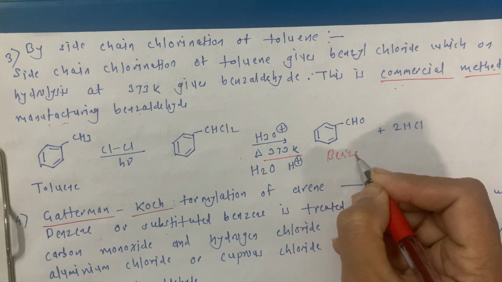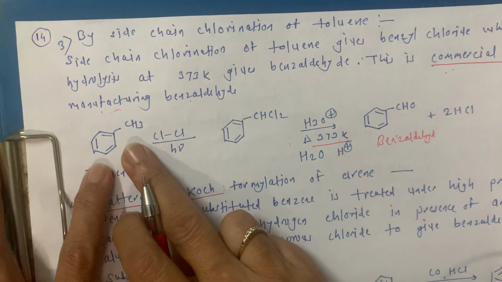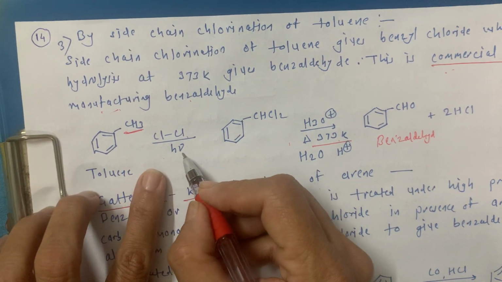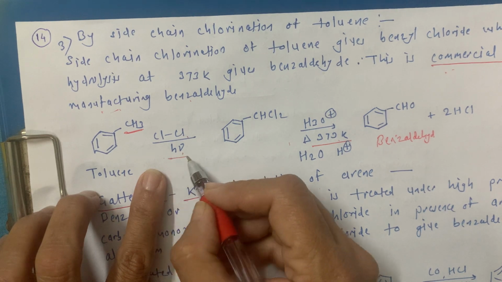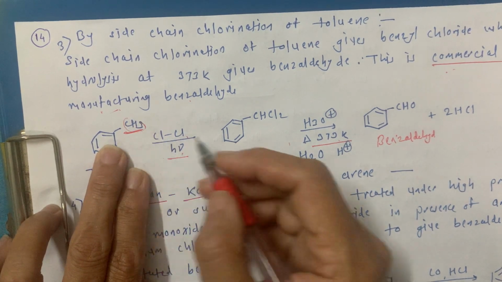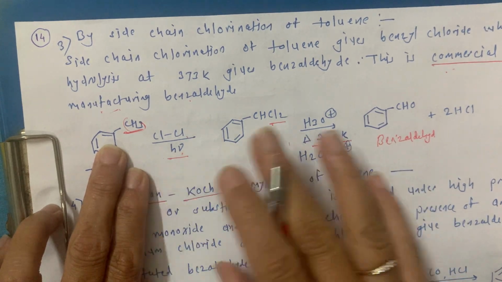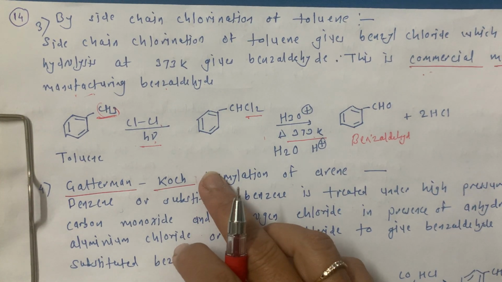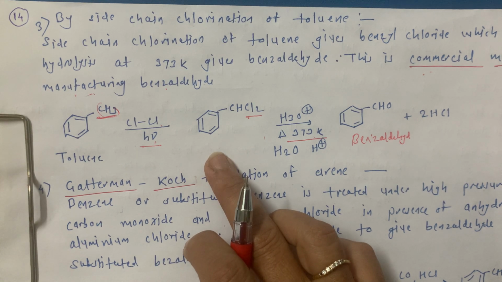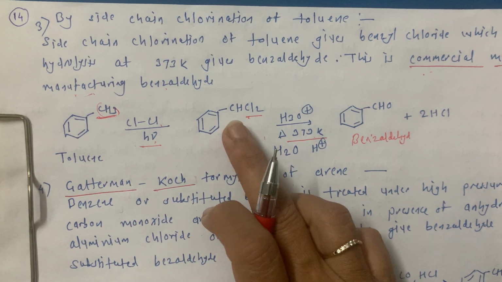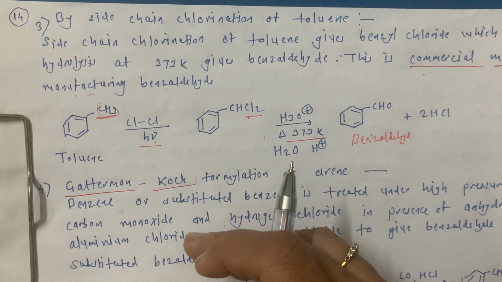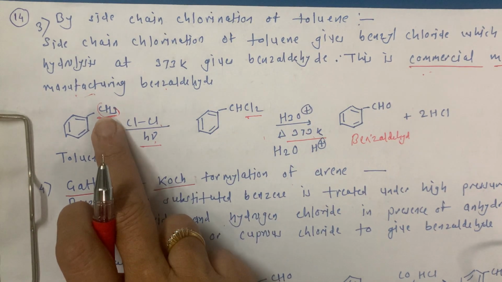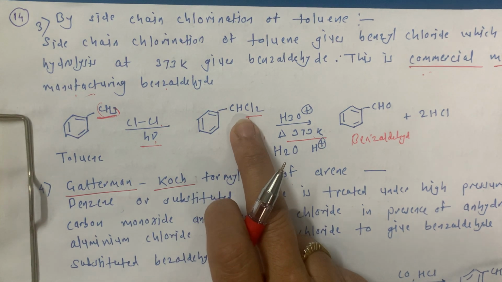This is our benzaldehyde. So what is going to happen here? Chlorination of the side chain. This is our side chain. We know chlorination takes place in diffuse light or sunlight, so we mention here h nu. From this CH3, two hydrogens are replaced by chlorine. This is a simple chlorination reaction. Do you remember in 11th standard in the hydrocarbon alkane chapter, CH4 converted into CH3Cl, then CH2Cl2, then CHCl3, then CCl4. In the same way, from CH3 two hydrogens are replaced by chlorine.